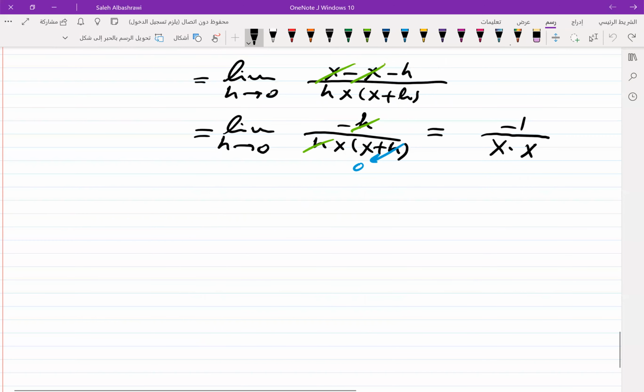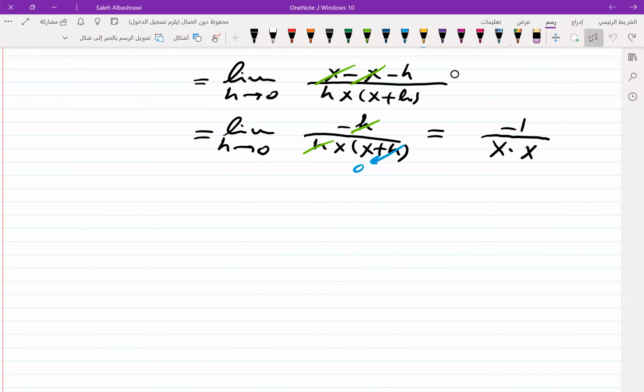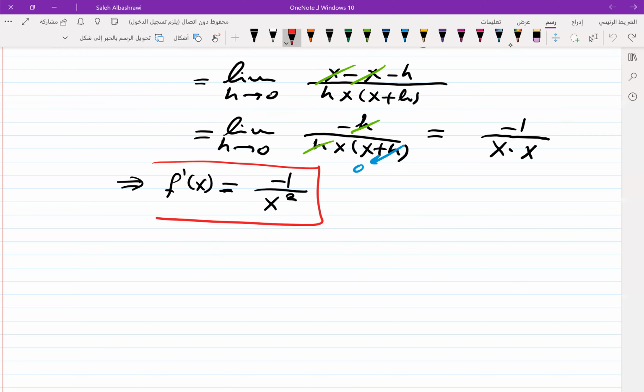So we say that the derivative in this case is equal to minus 1 divided by x squared. So the derivative of 1 over x is equal to minus 1 over x squared. This should be clear. The derivative of 1 over x equals minus 1 over x squared using the definition.